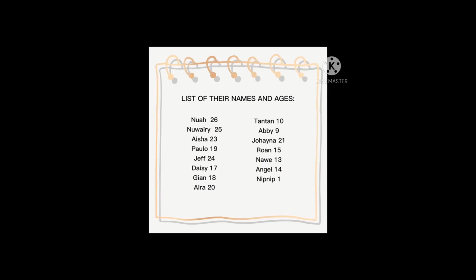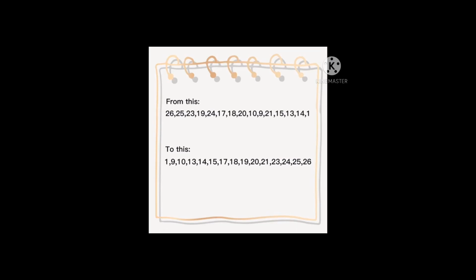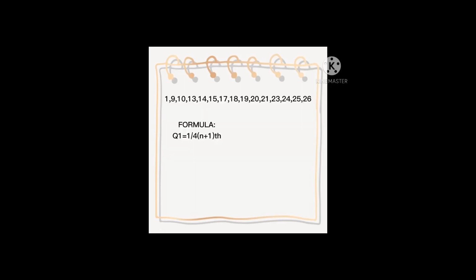So kung makikita nyo po, hindi po nakaayos yung numbering ng ages po nila. And for organizing the data, iaayos po natin yung mga number na nakuha natin, yung set of numbers from least to greatest. Katulad po na kung ano yung nakikita nyo sa screen. So we are arranging the numbers po para po hindi po tayo malito at mas madali po para sa atin yung pagsasolve ng problem. Proceeding to the formula of the quartile 1.